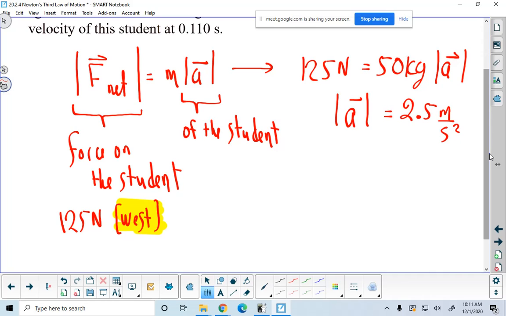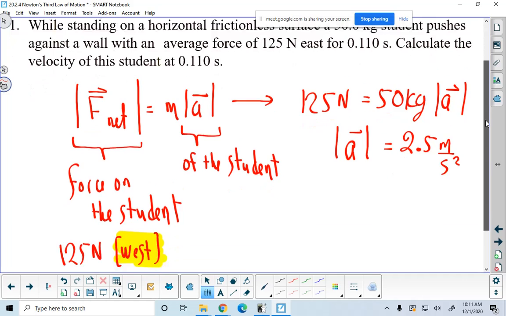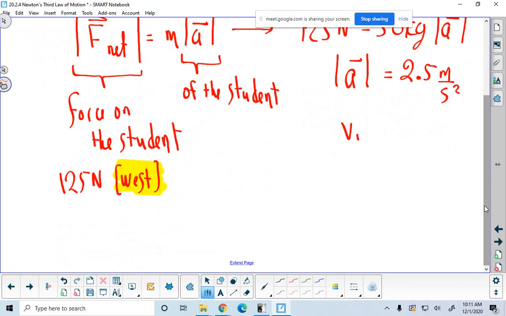Now what this has turned into is a kinematics problem. This is why I was really, really hard on you guys in the first unit, saying you got to know how to use these formulas. The student starts from rest. They're just standing there. The word standing means not moving. So their initial velocity has a magnitude of 0. The time is 0.11 seconds, and we want to find the magnitude of their velocity afterwards. We can throw the west on when we're done.